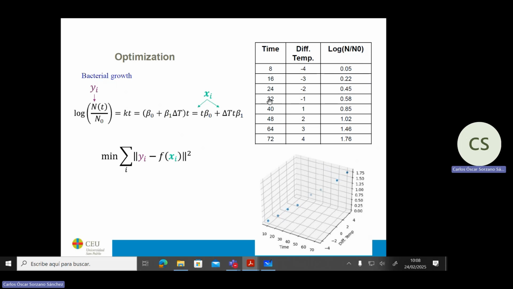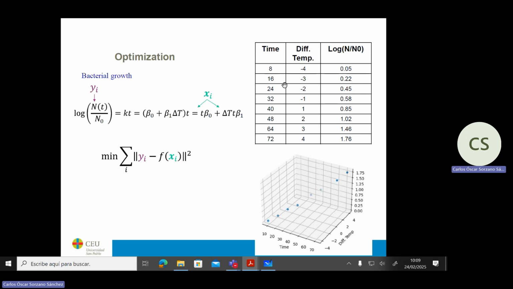Let's say that we are interested in the growth of bacteria, and you have the growth over different time points. The bacterial growth also depends on the temperature. So you have a reference temperature, and then you measure the difference with respect to the reference. And then somehow you measure the number of bacteria. Here we are showing an initial number of bacteria and a final number of bacteria. We are taking the ratio between the two and the logarithm of that.